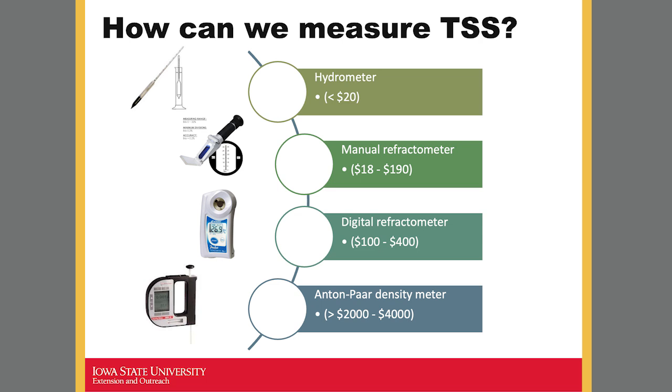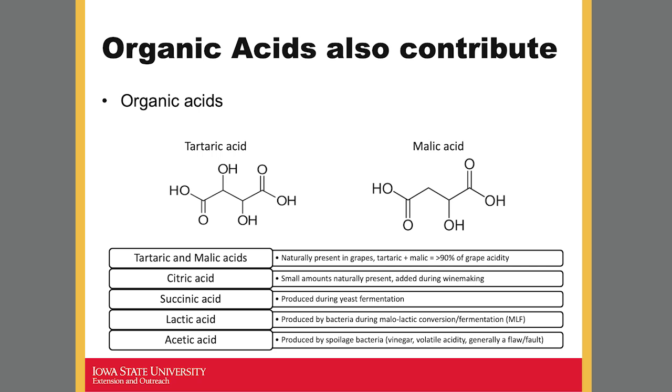So in addition to sugar, organic acids also contribute to total soluble solids. The primary acids in grape juice are tartaric and malic acids. You see the structures there, and they account for more than 90% of grape acidity. There's also a little bit of citric acid that's naturally present in grapes, but most of the time that's consumed by fermentation. However, winemakers can choose to adjust the acidity of their wines if necessary by adding citric acid. That's one of the most common acids to add for adjusting.